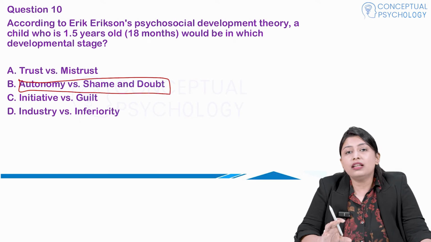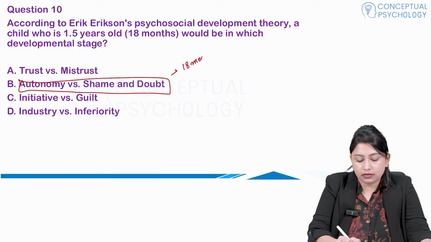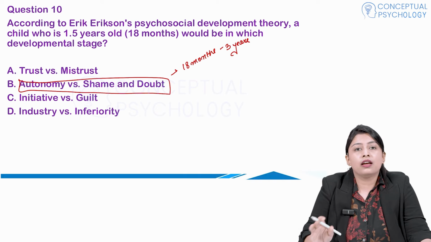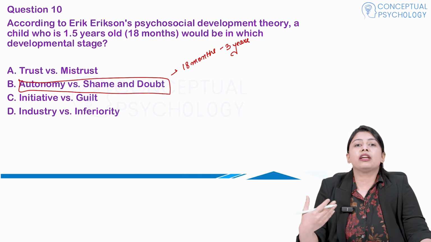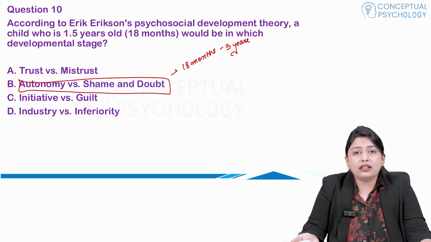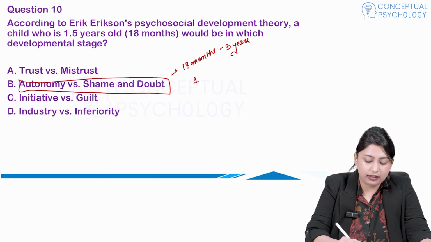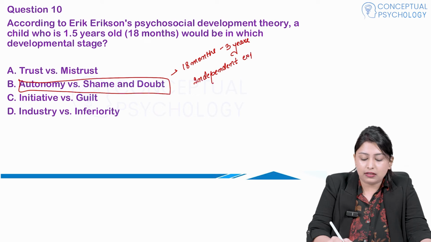This stage typically spans from 18 months to 3 years. At 18 months, children are beginning to develop a sense of personal control and independence. They start to assert their will, they make choices like what to wear or eat, and they explore their environment more independently.